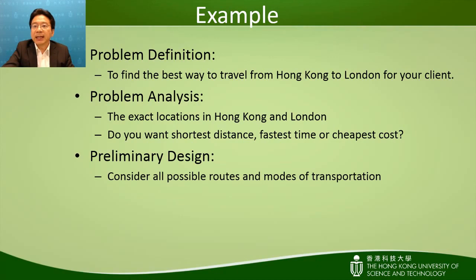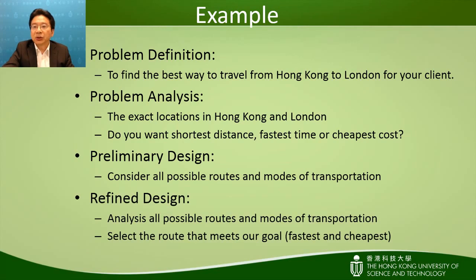A preliminary design could start by considering all possible routes and modes of transportation, perhaps by using Google Maps or other travel services websites such as Kayak, TripAdvisor, or Priceline. To refine the solution, one would have to evaluate different routes and modes of transportation, and then select the route that best meets your goal, for example, the shortest route or the cheapest cost.